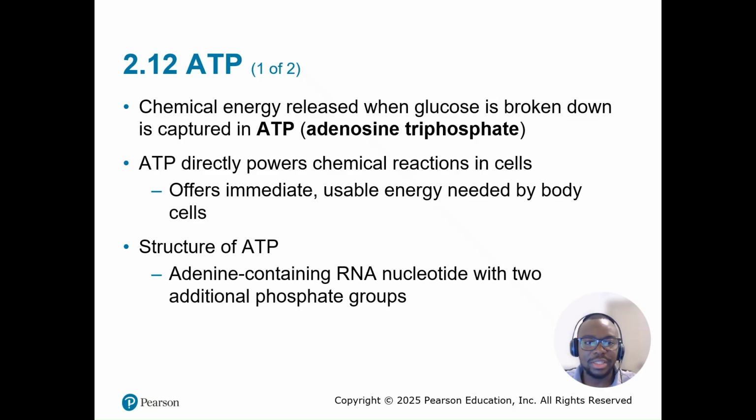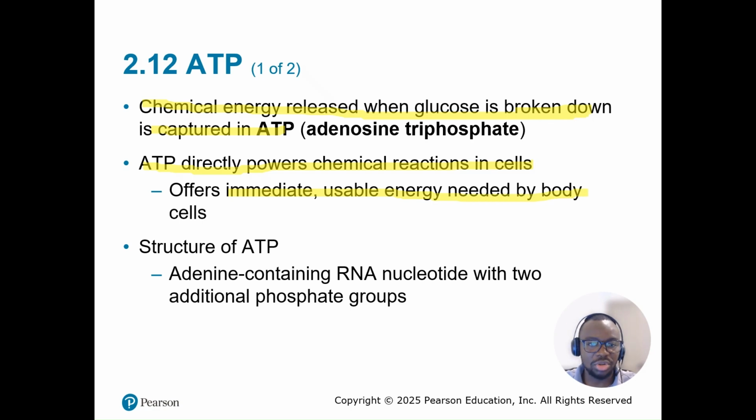Now let's look at ATP. ATP is described as the energy currency of the body. Chemical energy released when glucose is broken down is usually captured in the form of ATP, also called adenosine triphosphate. And ATP directly powers chemical reactions in cells. The role of ATP is to provide an immediate usable form of energy needed by body cells.